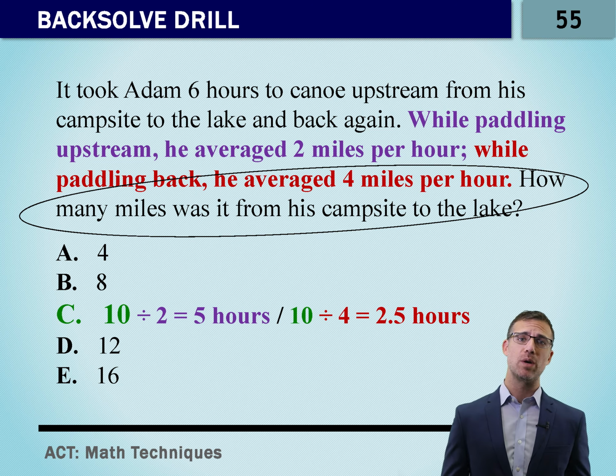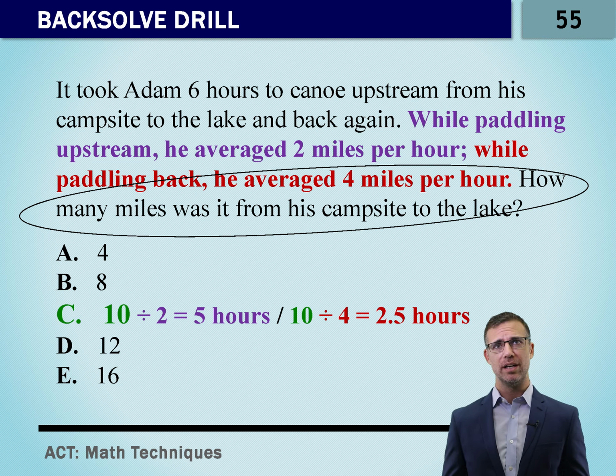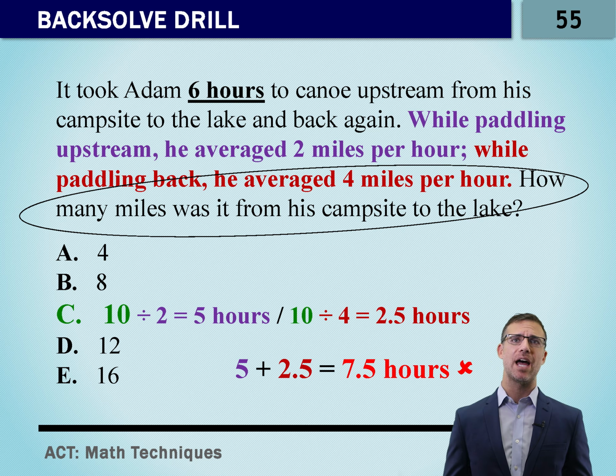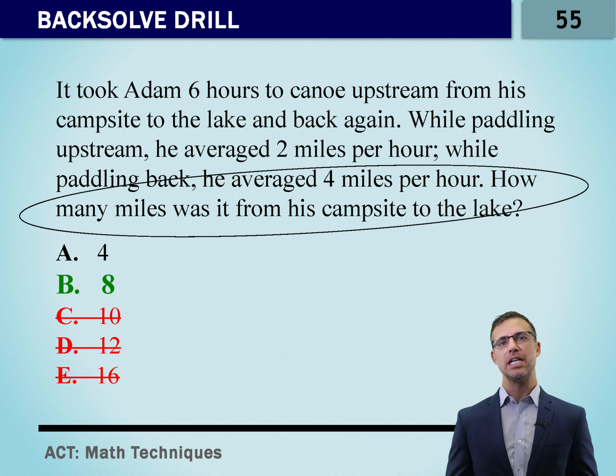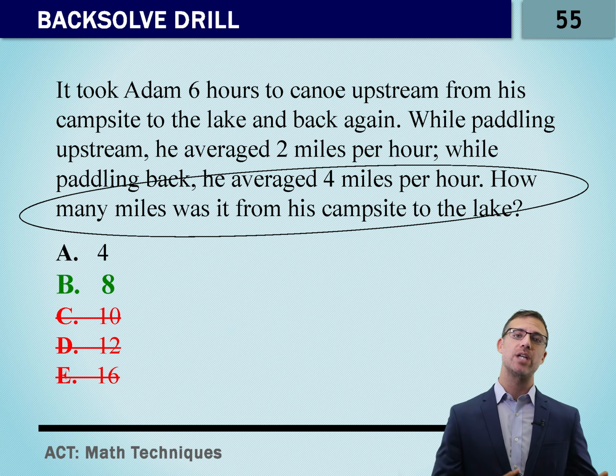Well, it's 5 hours one way and 2.5 hours the other way. That means in total we've got 7.5 hours. But the question told us we only get 6. So our trip, as designed by choosing 10 miles, starting with C, was too long. What does that mean? C, D, and E are all wrong, and we're going to go test B.